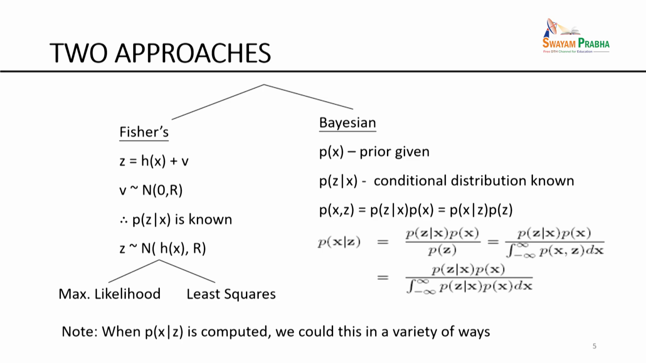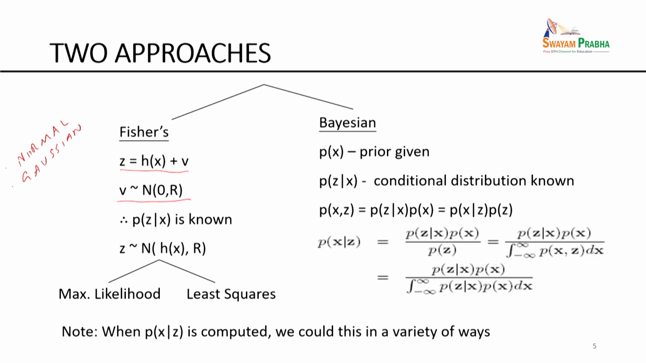As we said earlier, there are two approaches. In Fisher's approach, z is equal to h of x plus v, and v is assumed to be zero mean, covariance R, Gaussian noise. N refers to a normal distribution, Gaussian distribution. They are the same.